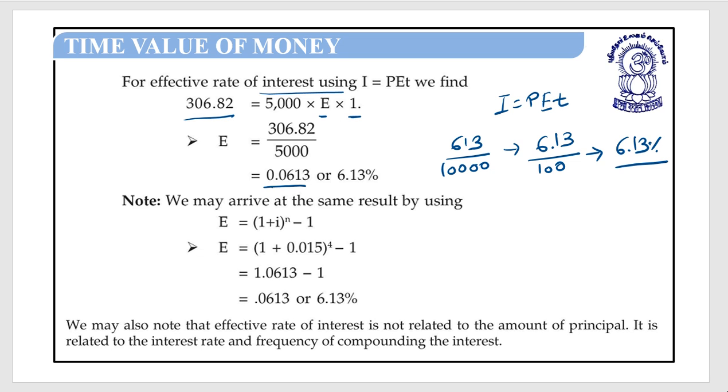Now, note, we may arrive at the same result by using capital E. Effective rate of interest is equal to (1 plus I) raised to n, minus 1. So (1 plus 0.015) raised to 4, minus 1, is 1.0613 minus 1. It is 0.0613 or 6.13%.